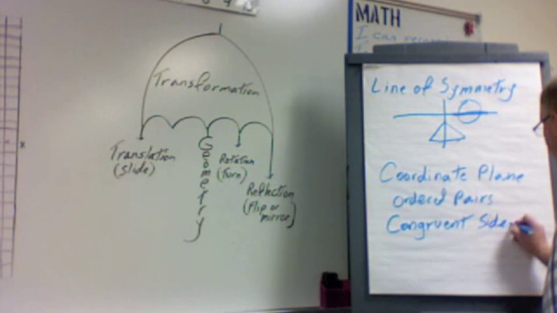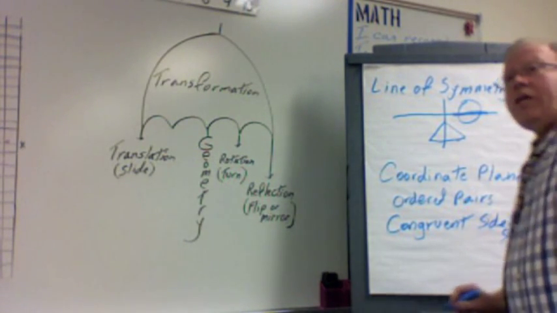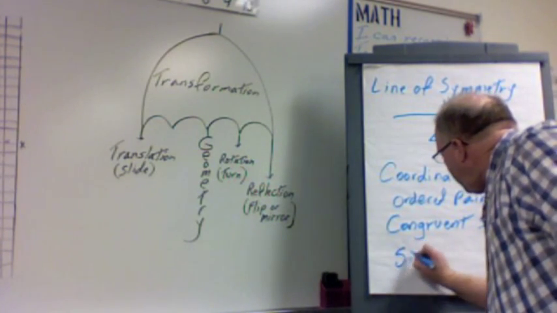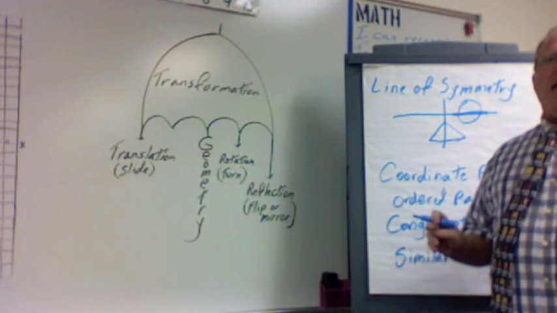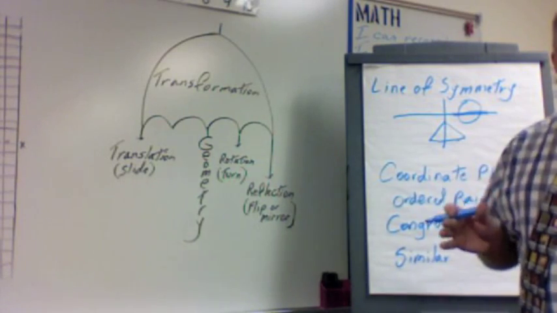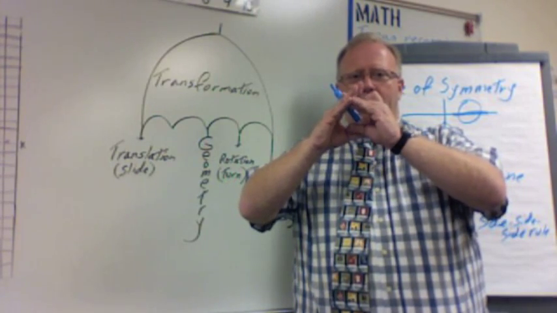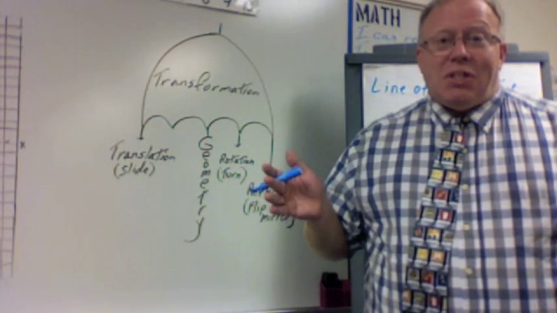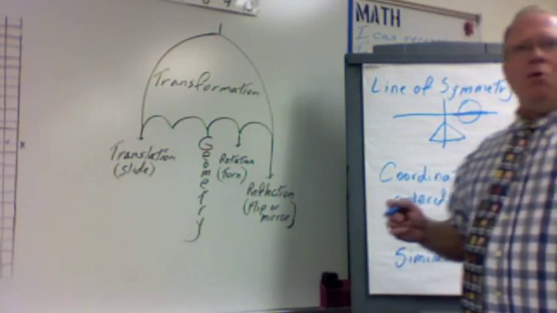Side, side, side rule. Okay. Another one that you need to be familiar with is similar. Okay. Similar is a figure that has the same shape. So I could have a triangle like this, or I could have a triangle like this. Either way, it's similar. It's the same shape. It's just not the same size. That would be similar. You need to be aware of that.